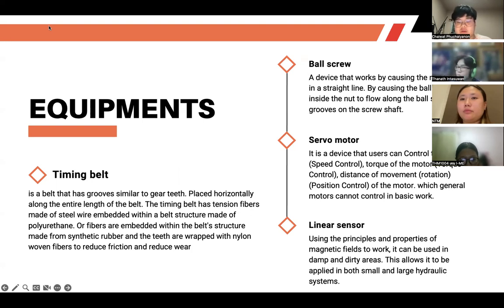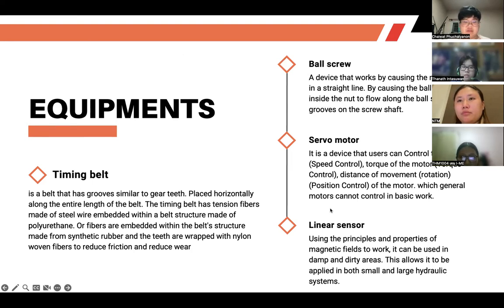Next is the servo motor, which is basically a device that controls the speed, the torque, and the distance the motor moves the piston. Lastly, the linear sensors. They use the property of the magnetic field to work, so they can be used in damp and dirty areas. This allows them to be applied in both small and large hydraulic systems.